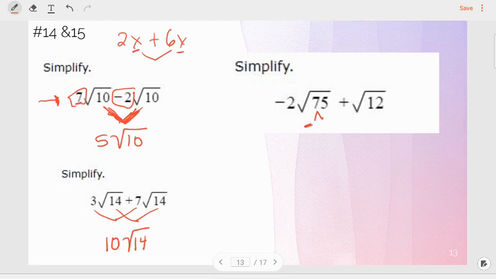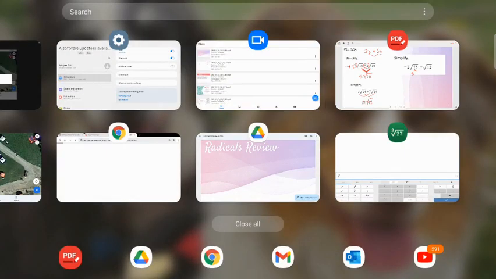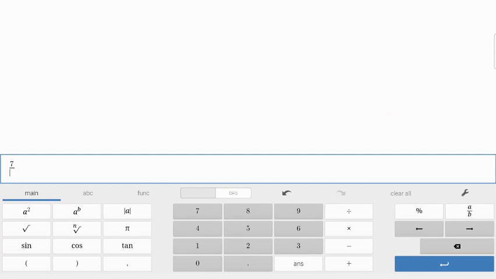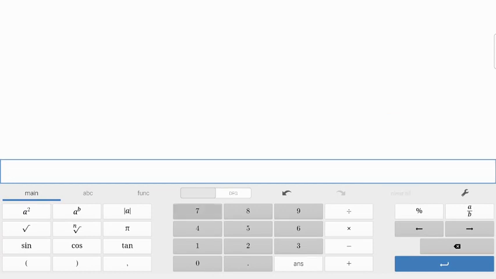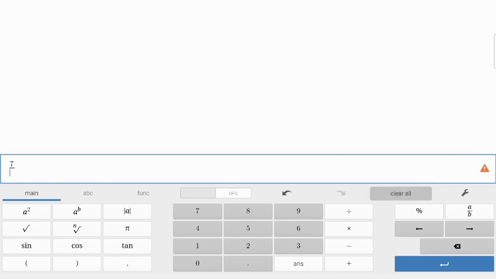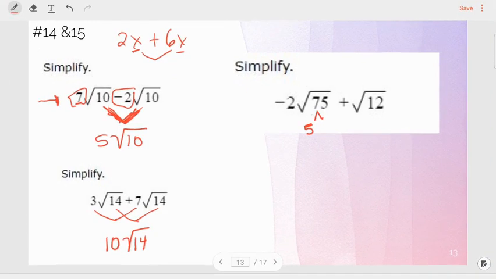75 splits into 5 and 15, I believe. Let's check that. 75 divided by 5 is 15. So sweet, I was right. And 15 splits into 5 and 3.